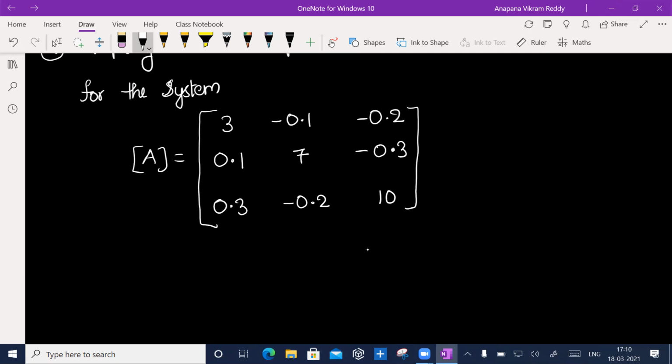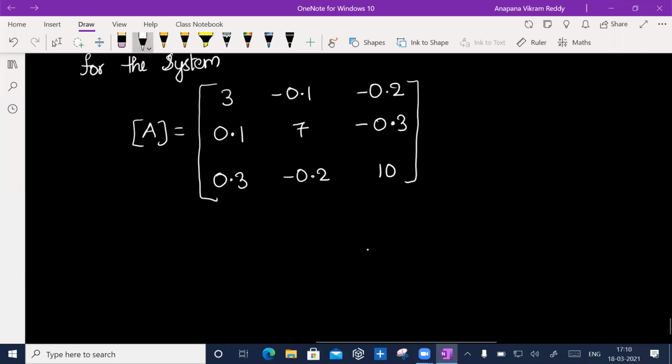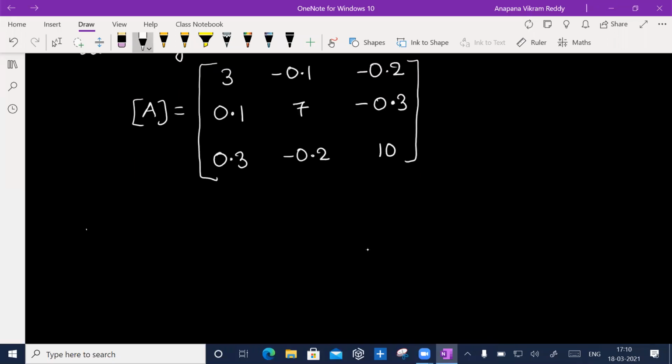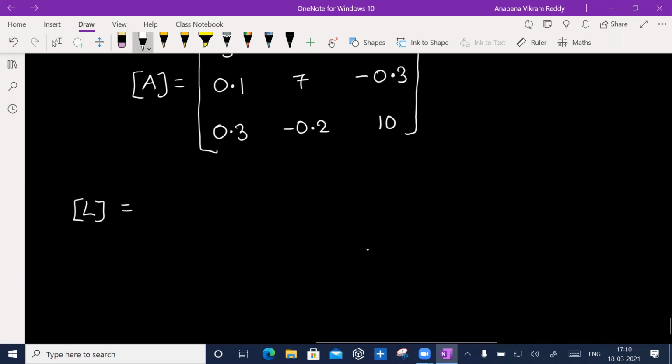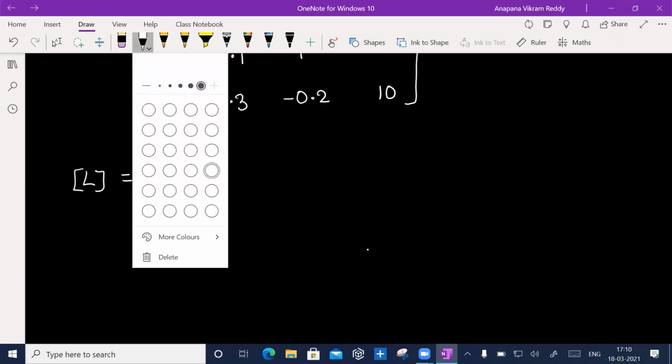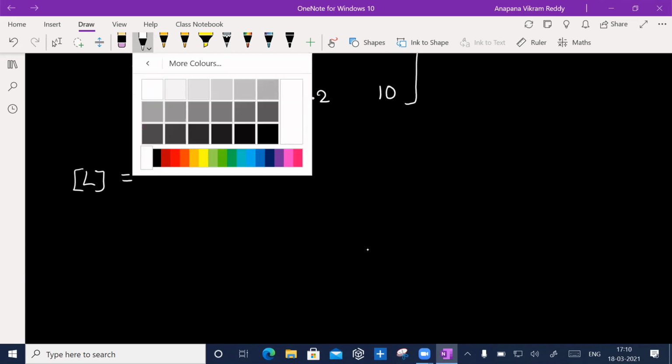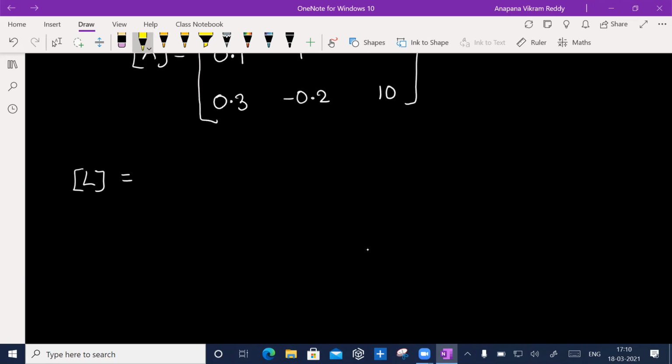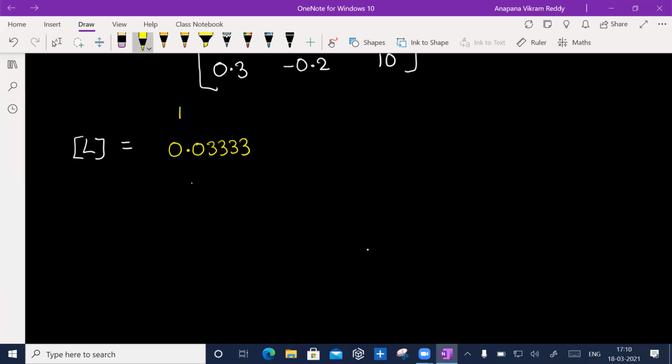You know how to decompose a coefficient matrix or any matrix in the form of lower and upper triangular matrices. Readily we have this lower triangular matrix. So what is the L matrix of this? L matrix is: first column 1, 0.0333, 0.1.